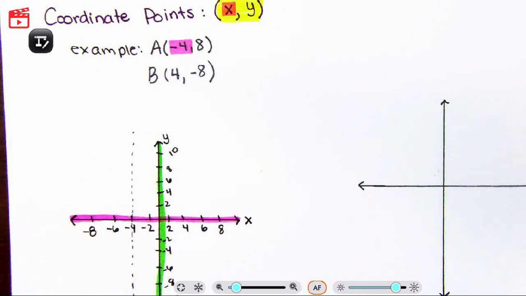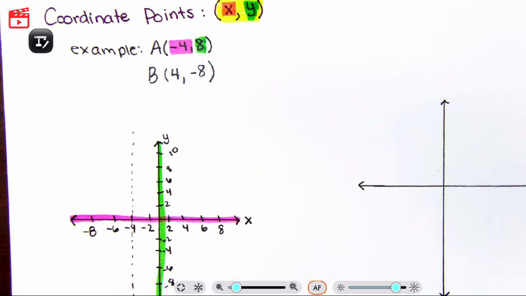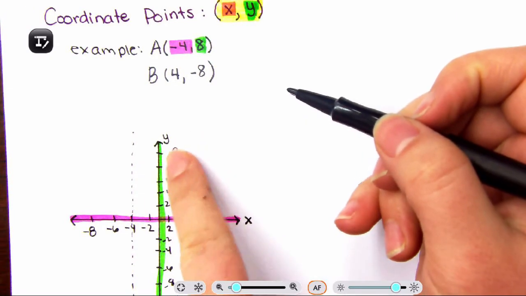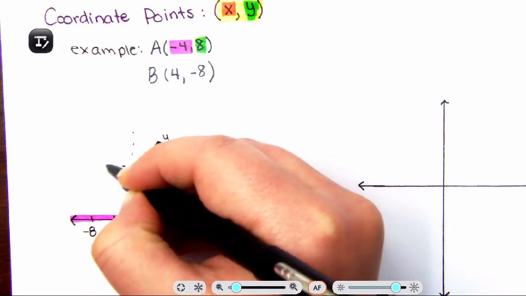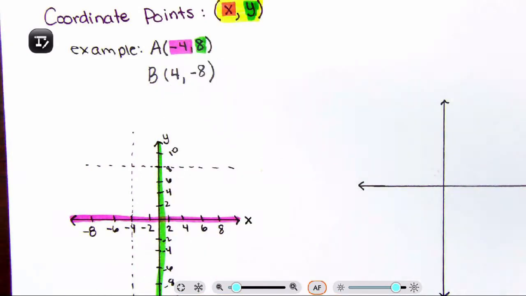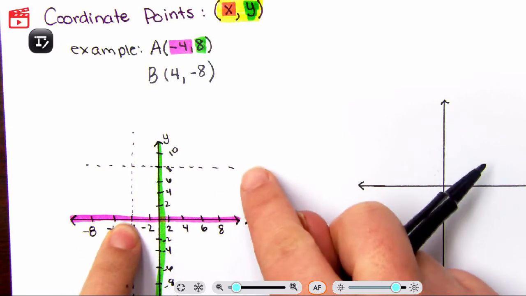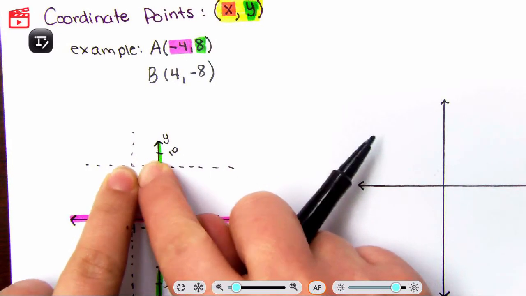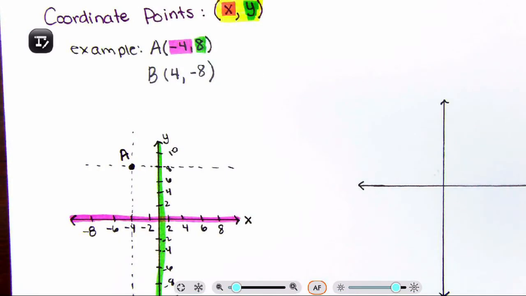So now I'm going to do y is 8. So now I'm looking at my y-axis. Here's my y-axis, and I'm looking for 8. There it is. So I'm going to do a dotted line. So the point is kind of like directions, like a map, told me that A is in the intersection of -4 and 8, meaning that's where they meet. So if I take -4 first, then I do 8, and I drag them, this is where they meet, right here. This is where A is.